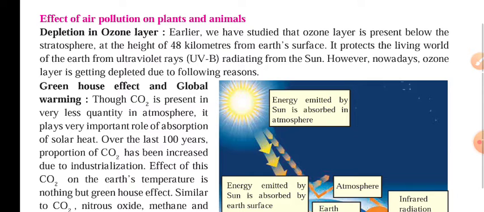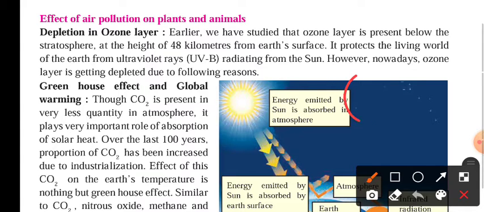Depletion of the ozone layer. As we know, the formula for ozone is O3, and it is a layer which covers the earth, also known as the umbrella of the earth. It protects all living organisms existing on the earth's surface from the harmful UV rays which come from the sun. Earlier we studied that the ozone layer is present in the stratosphere at a height of 48 kilometers from Earth's surface. It protects the living world from ultraviolet rays, that is UVB radiation from the sun.